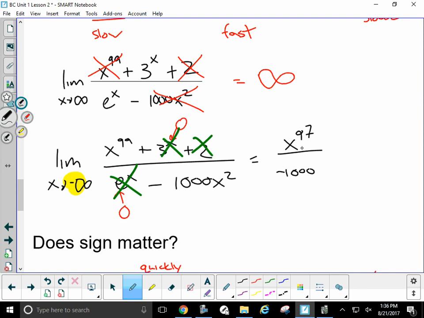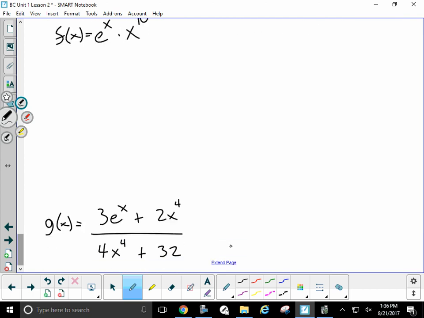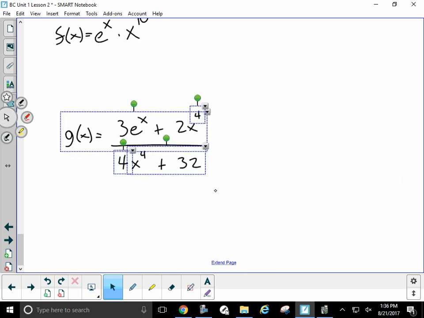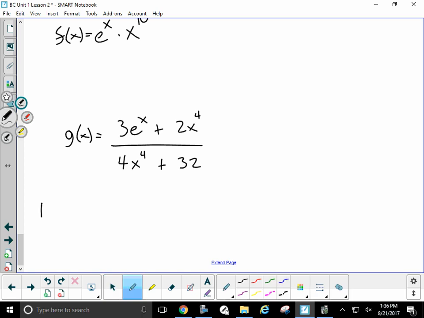Plugging in negative infinity to the 97th power would remain negative. Divided by a negative would be a positive. Okay, so sign doesn't matter. So let's just skip that second one, go to this last one. If I ask you to find the horizontal asymptotes to this guy, g of x, what we need to understand is that we're going to have two answers, and we need to approach this in two ways. One as x approaches positive infinity, and one as x approaches negative infinity.